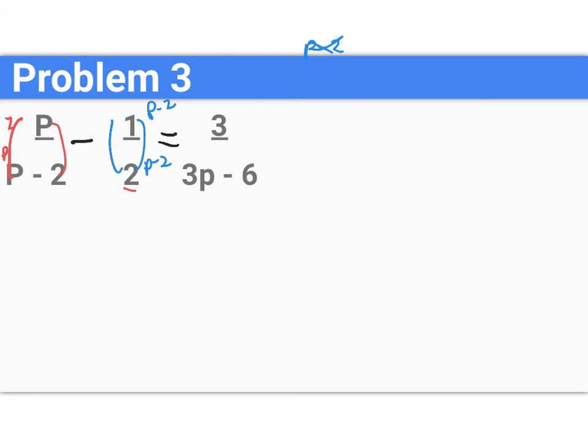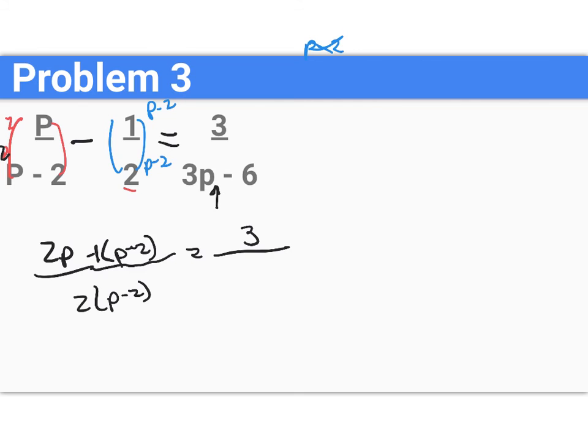So now rewriting everything out, you get 2p over 2 times p minus 2, minus p minus 2. So be careful with this one because this minus 1 didn't go away. Minus 1 times p minus 2 over 2 times p minus 2 equals 3 over, I'm going to factor out the 3 here, 3 times p minus 2. Because I see a lot of p minus 2s, and that made me suspicious that I would see a p minus 2 on the right side.